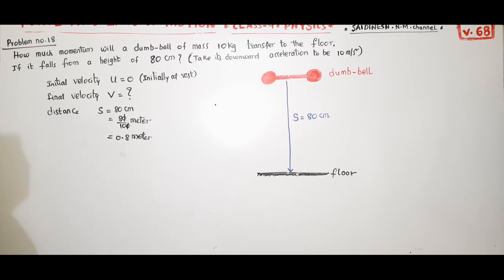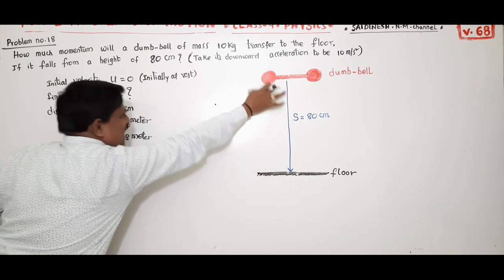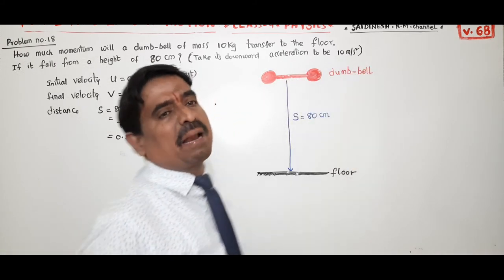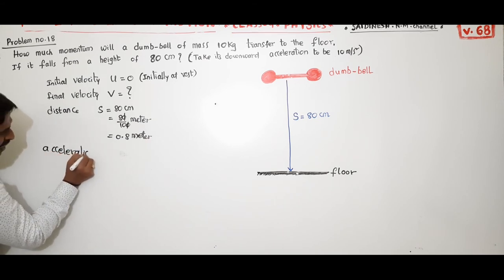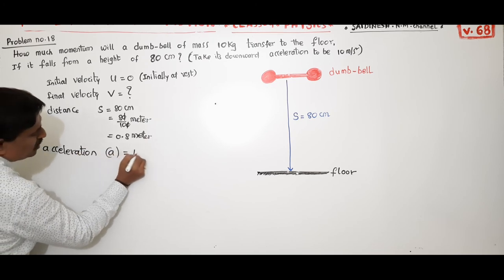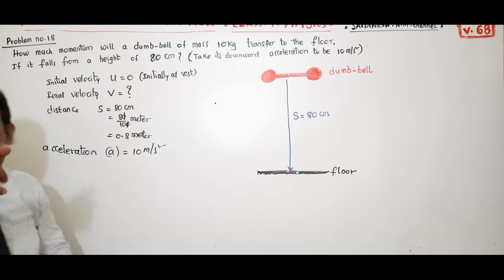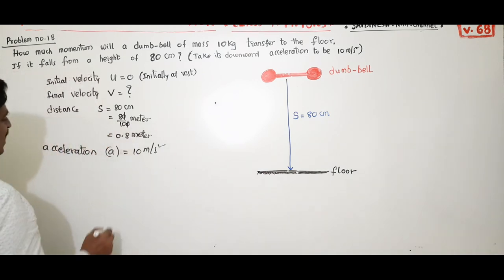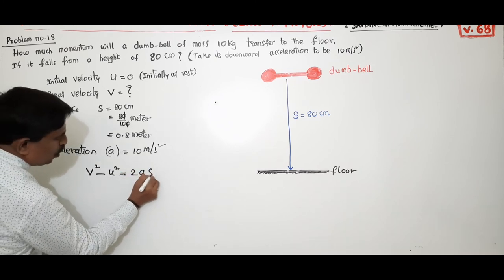Now, please listen. Initially it is at rest. Now you have to find the final velocity. It is the distance traveled. They told downward acceleration is 10 meter per second square. It is falling down. Acceleration a is equal to 10 meter per second square. The formula is v square minus u square is equal to 2as.